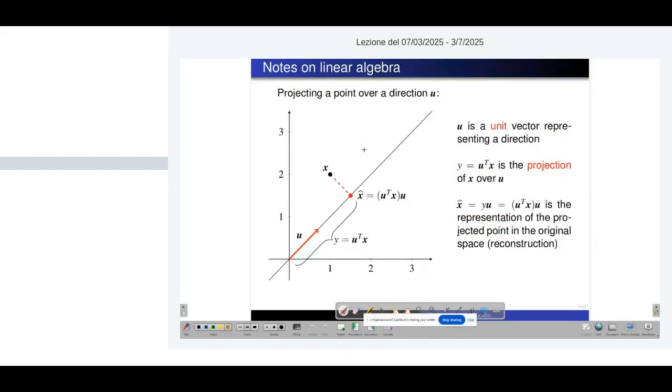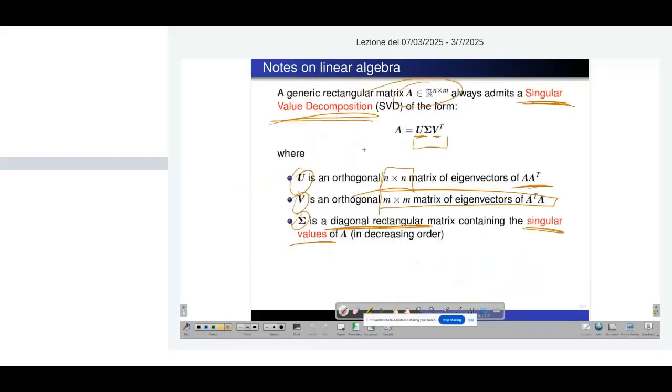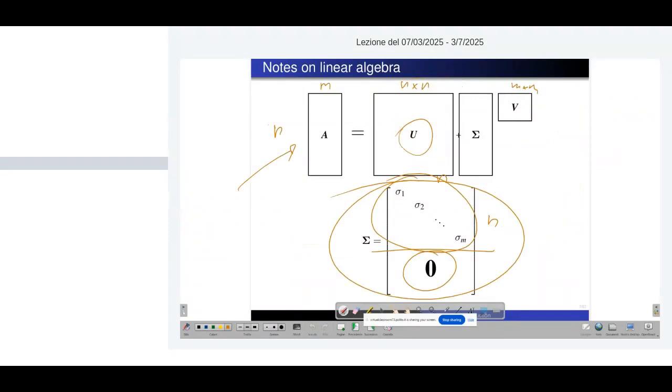This is a generalization of the eigenvector decomposition, because you can see that if A is square symmetric, then U sigma U transpose is a decomposition that meets these properties. So it looks like a singular value decomposition. So it generalizes in this sense the eigenvalue decomposition to any square real, any non-square real matrix.